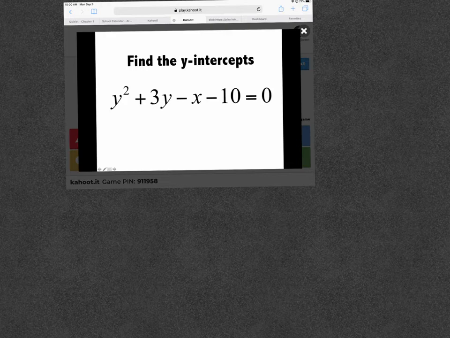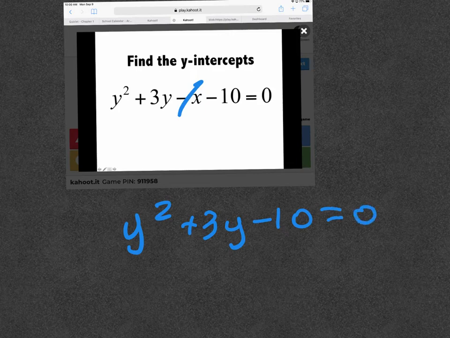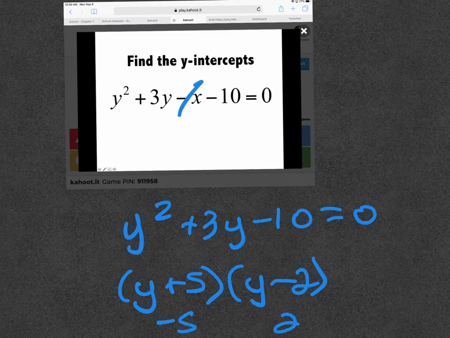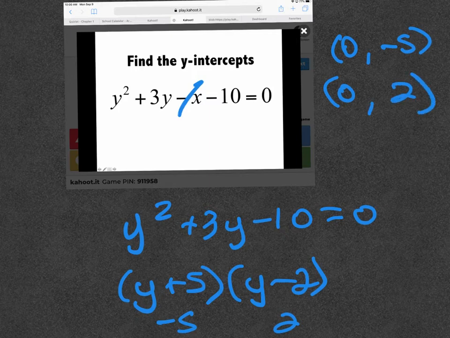All right, if I plug 0 in for x, I get y squared, this would be gone, plus 3y minus 10 equals 0. Then I get y plus 5, y minus 2. Solve those and it's negative 5, positive 2. The x was 0. It's got to go in coordinate point form. I gave it to you multiple choice this time, but realize that for the test, you're going to have to write that out. Make sure you don't forget that it's xy.